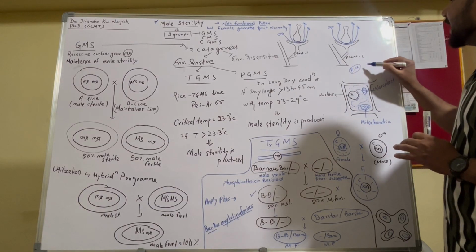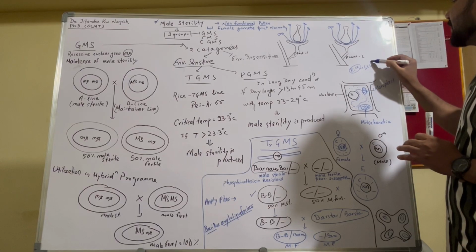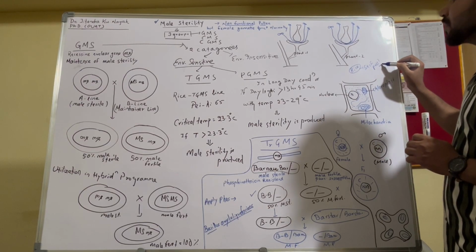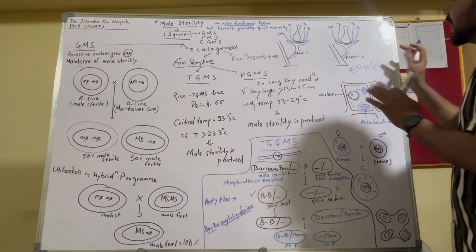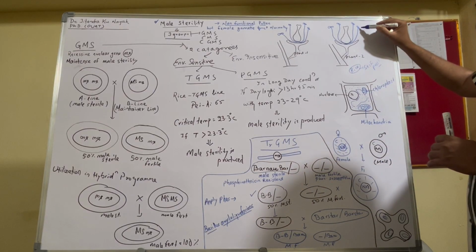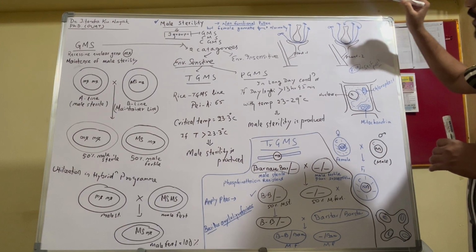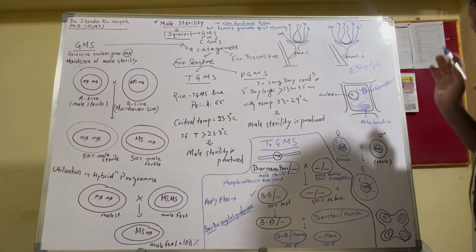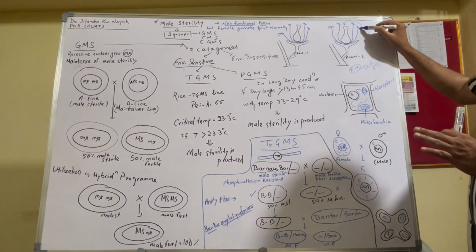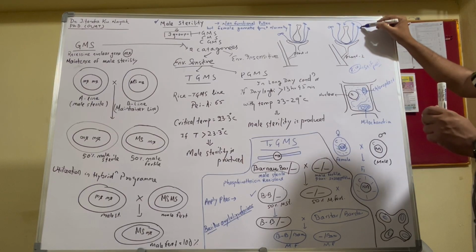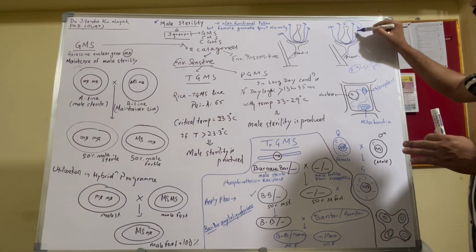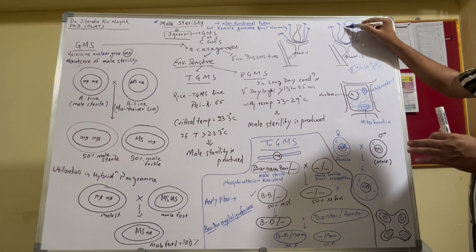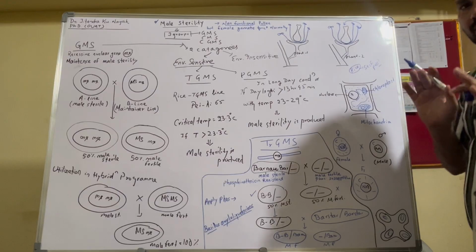So rice is which type of crop? It is a self-pollinating crop. Normally in case of rice, self-pollination means that whatever pollen is released from the anther will fall over the stigma of the same flower. That means the pollen released from the anther present in the same flower will fall over the stigma of the same flower. This is called self-pollination.